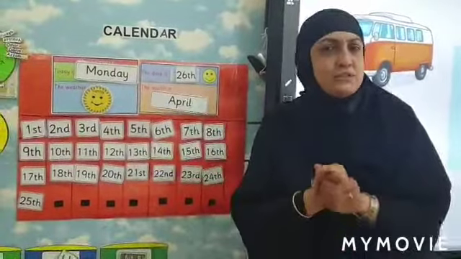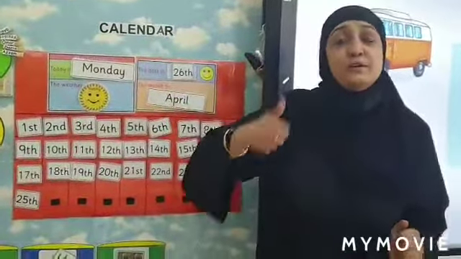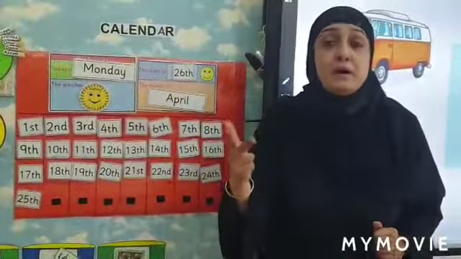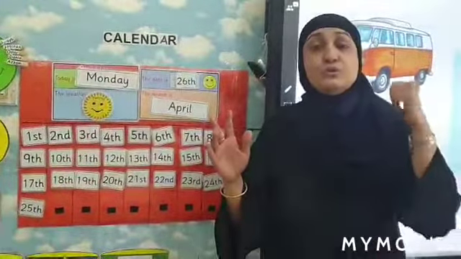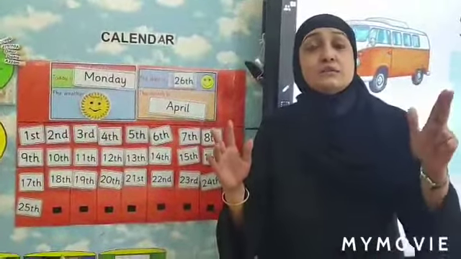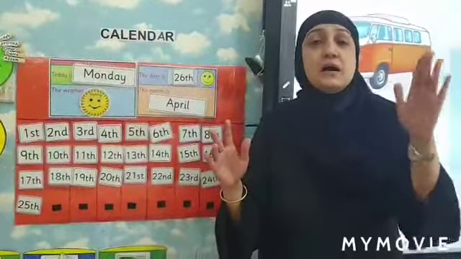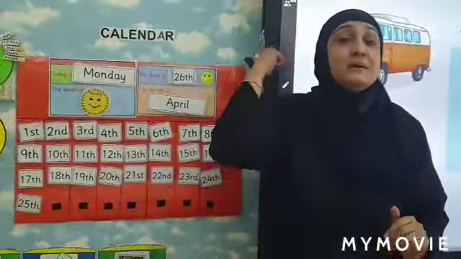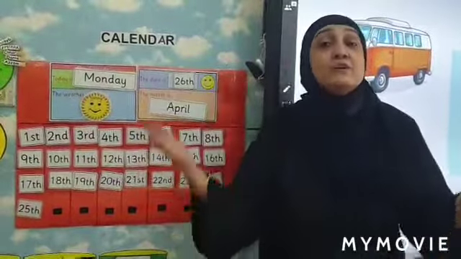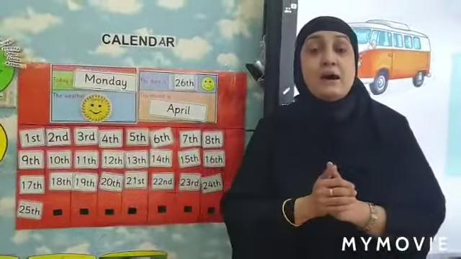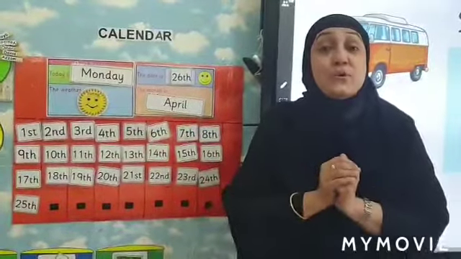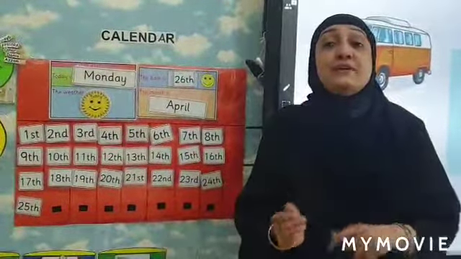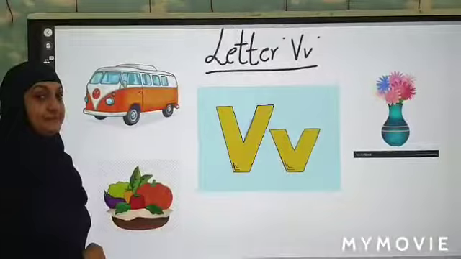Let's see how many months do we have. January, February, March, April, May, June, July, August, September, October, November, December. So we have 12 months. Now we finish the calendar, we finish days of the week, everything. Let's go to the letter of the week. Okay, come on, let's go.